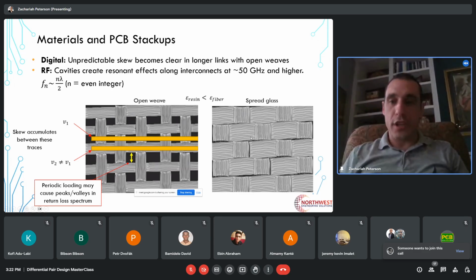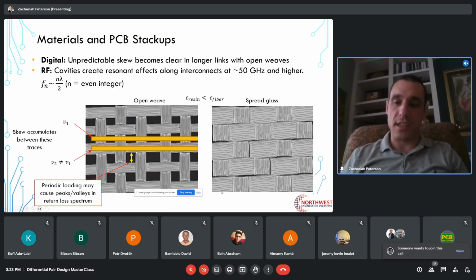So the solution here is spread glass. Or you could even have some fun and do things on PTFE with no glass and do something unreinforced. So those designs are much more difficult. But spread glass is a really simple way to do this. And spread glass is available from a number of different manufacturers, including low loss versions of these laminates from vendors like Isola.